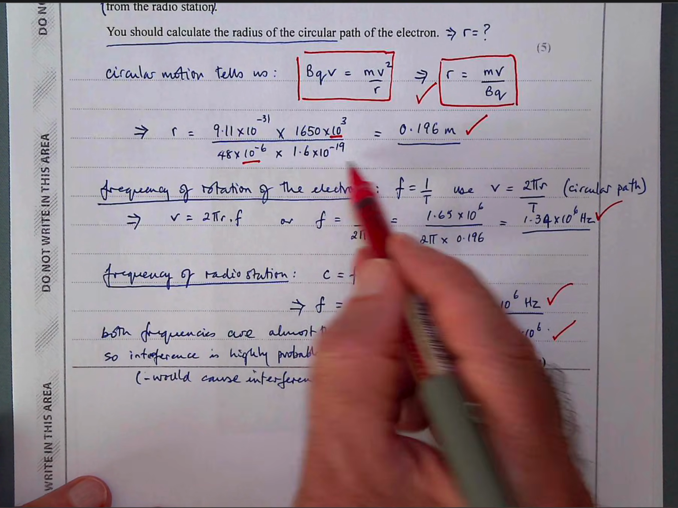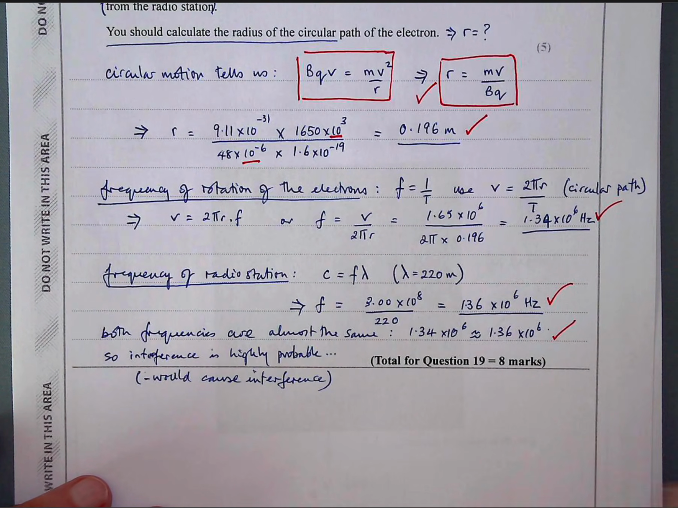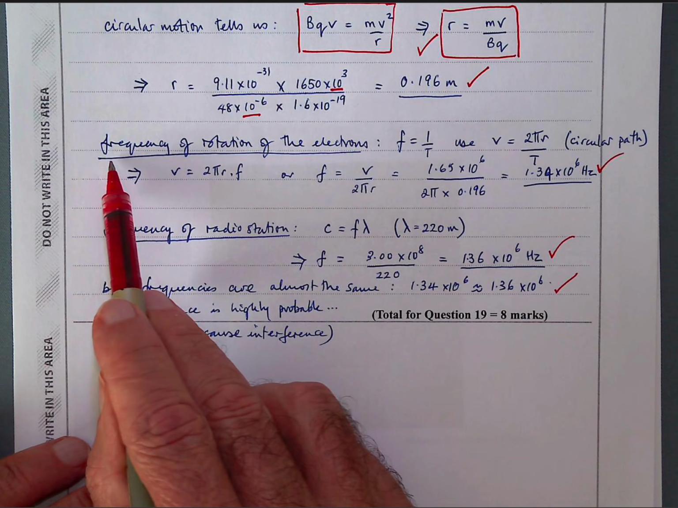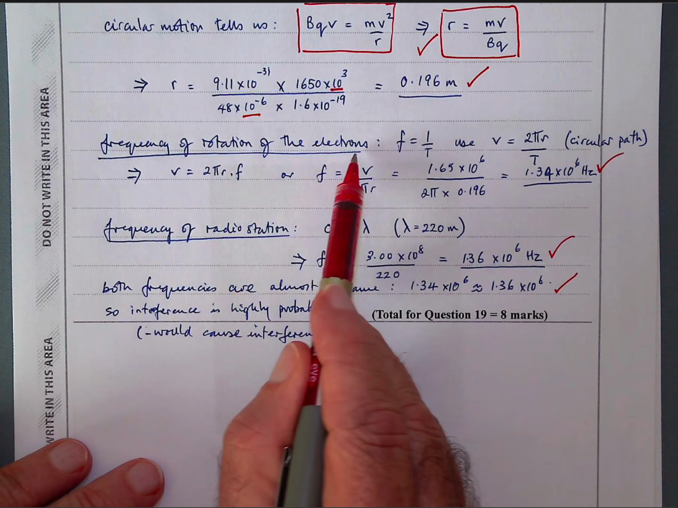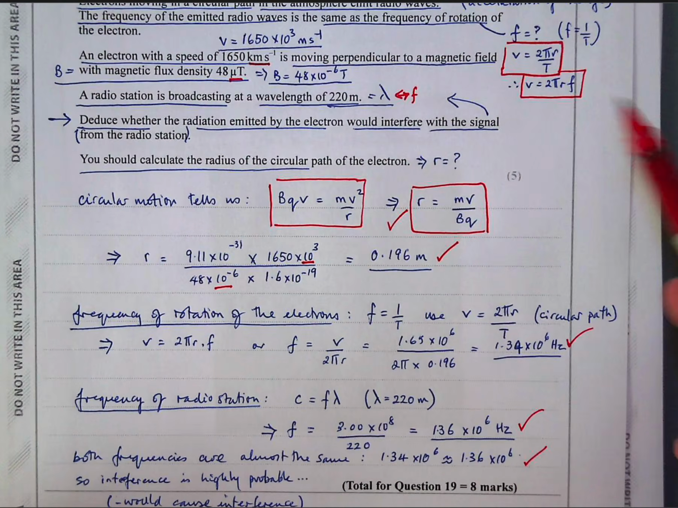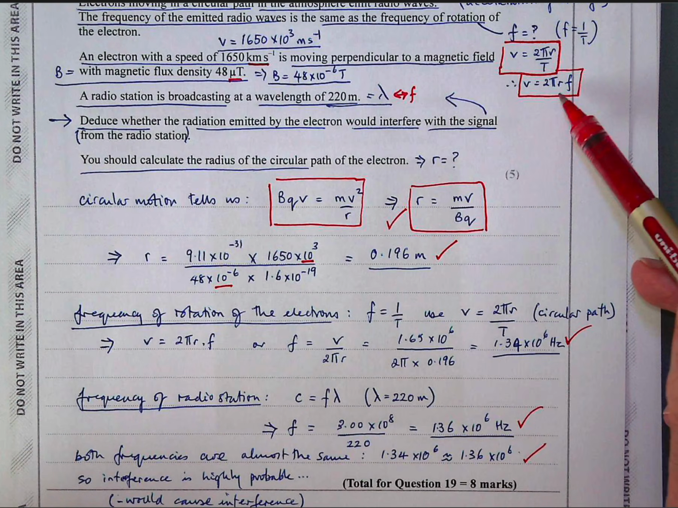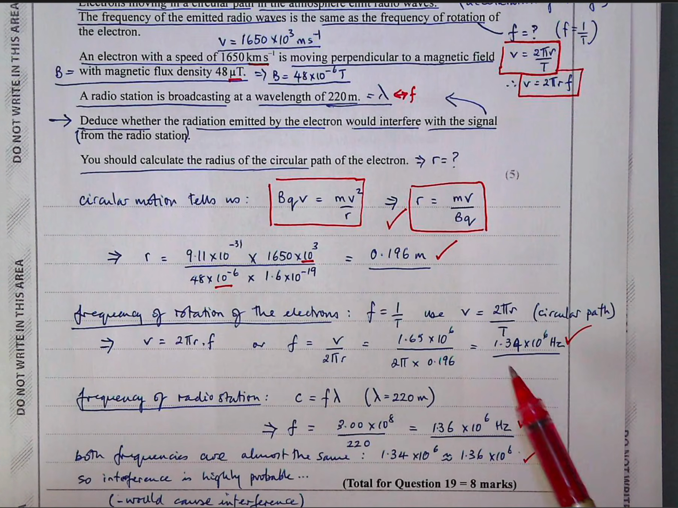So these are from your data sheet. Come up with 0.196, you'll get a mark for that. Then you want to work out the frequency of rotation of the electrons. So remember what I told you at the top of my page. I already worked out that we need to know the circumference and the period, or you can change that to get rid of the period that way.